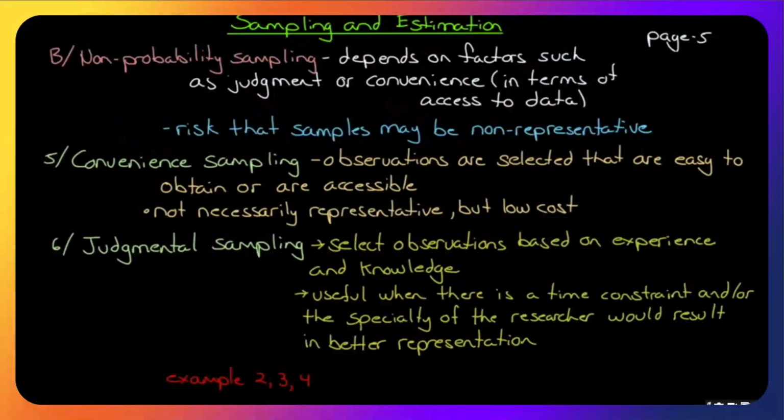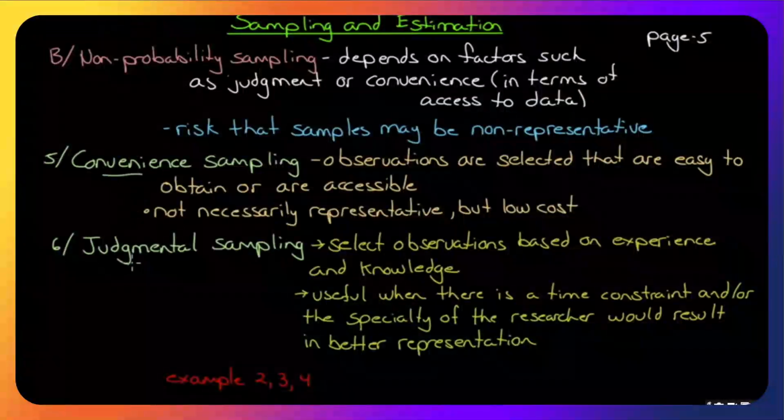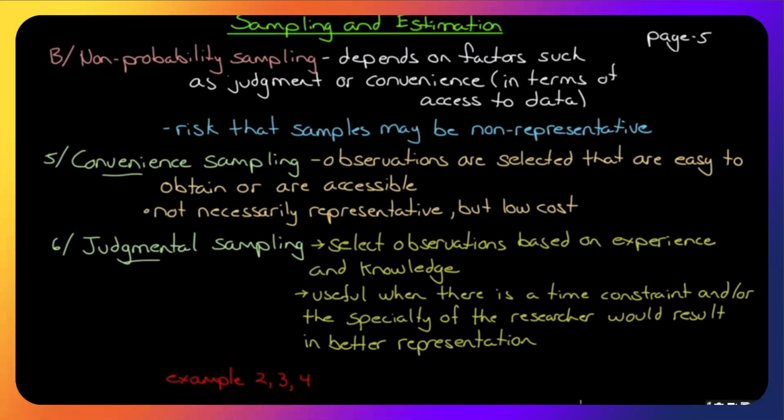All right, now we'll look at non-probability sampling. Here we're looking at convenience sampling and judgmental sampling. Non-probability sampling depends on factors such as judgment or convenience, and when we say convenience, we mean in terms of access to data, that getting this data set is just convenient, so I'll use this one.